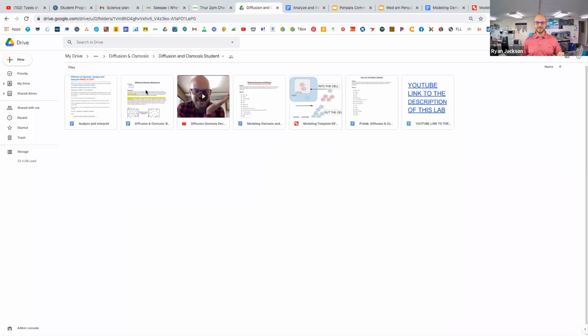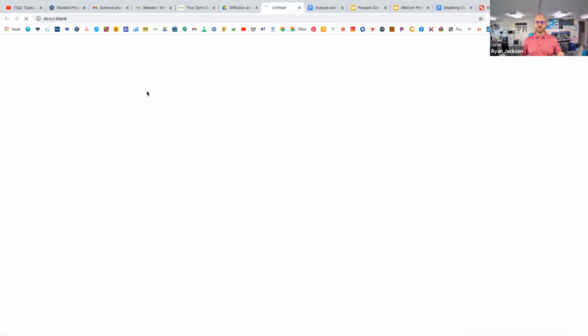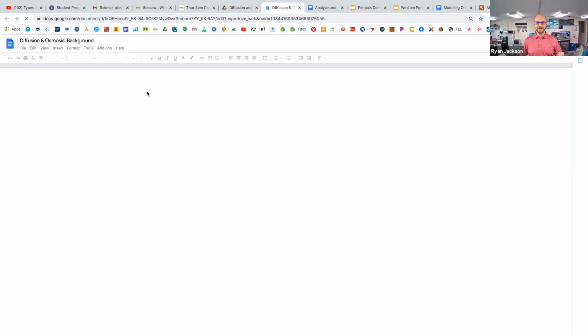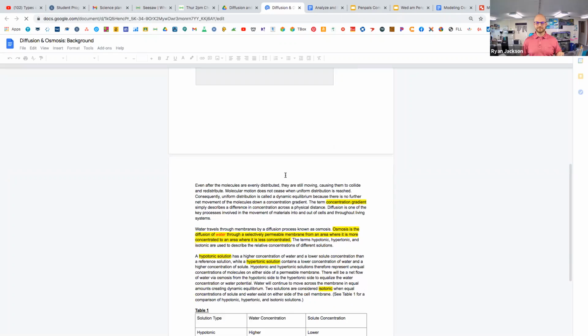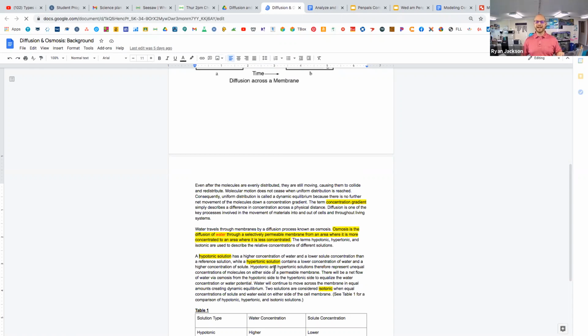Let's go back here. So this is what you do. If you don't know, you need to go back to your background information. Let's figure this one out. All right, hypo, higher concentration of water and a lower solute concentration. Hyper is a low concentration of water and a high one of solute.